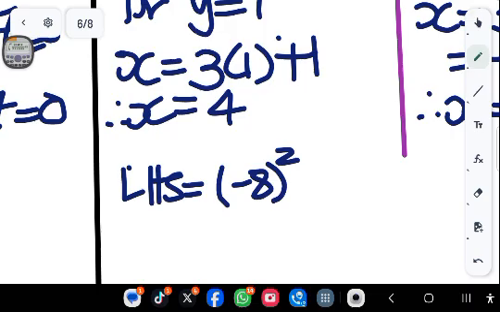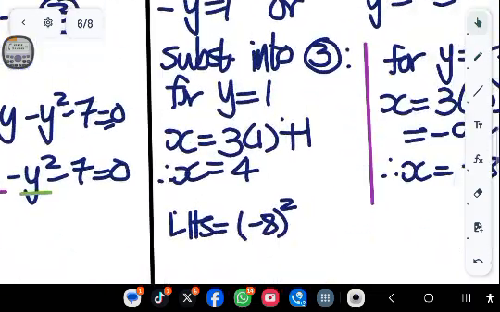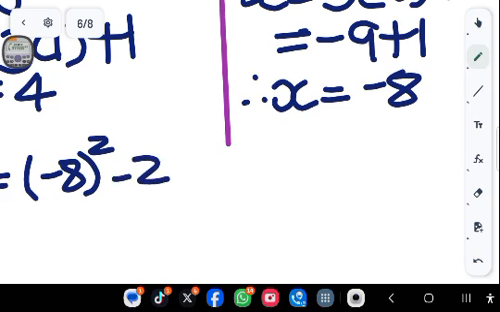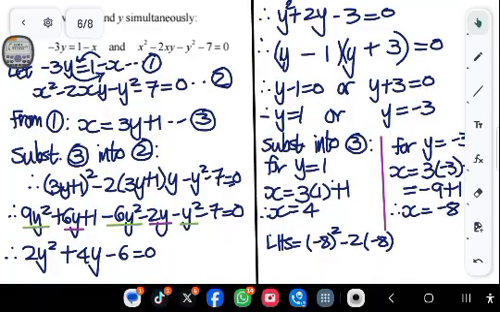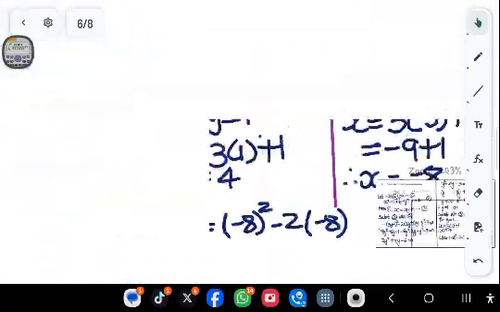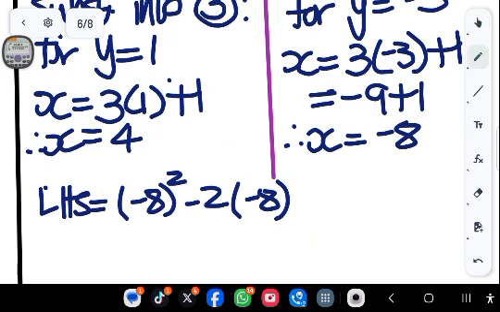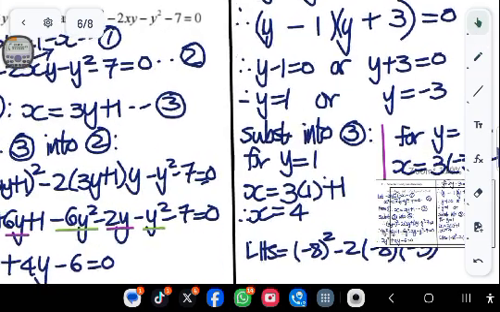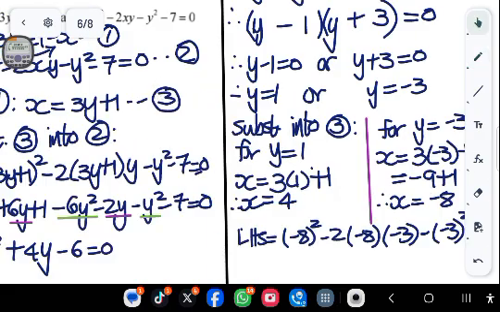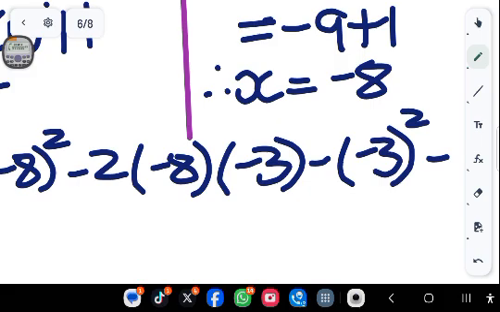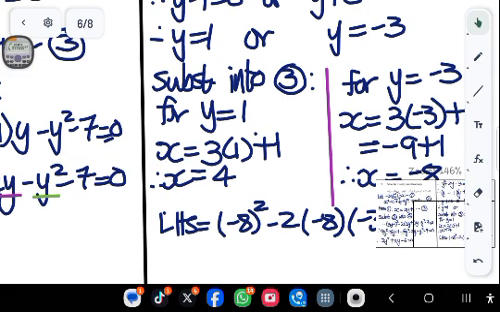-8 all squared minus 2, -8. Excuse me, I just want to use this page because it's easier to refer. Now the y is -3. And then -3 all minus -3 all squared. And then the last one is -7. We want to see if this gives us 0. Okay, take out a calculator. Let's go.